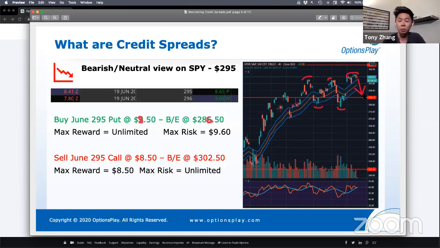Now, if I only think SPY is going to pull back to 285, then a break-even price of 286.50 means I'm barely at break-even, even if SPY pulls back to the level that I expect. And that is the biggest challenge with buying options: you're not just taking on a bearish view, you're taking on a bearish view by a certain amount.